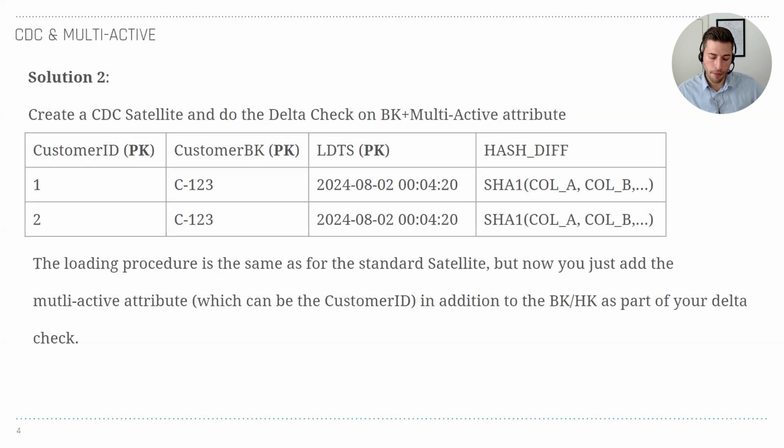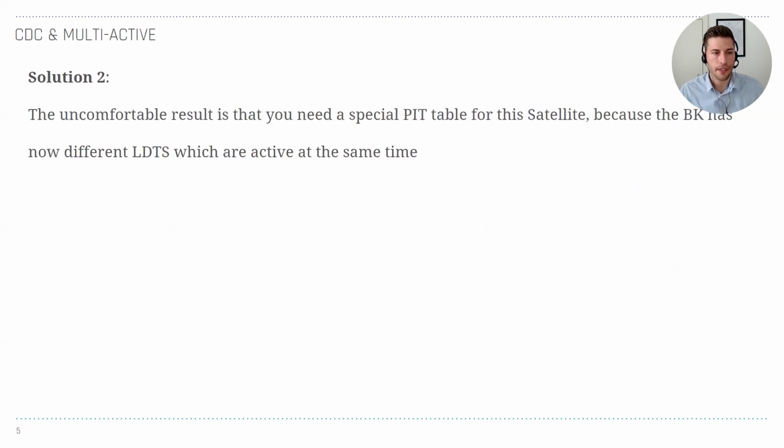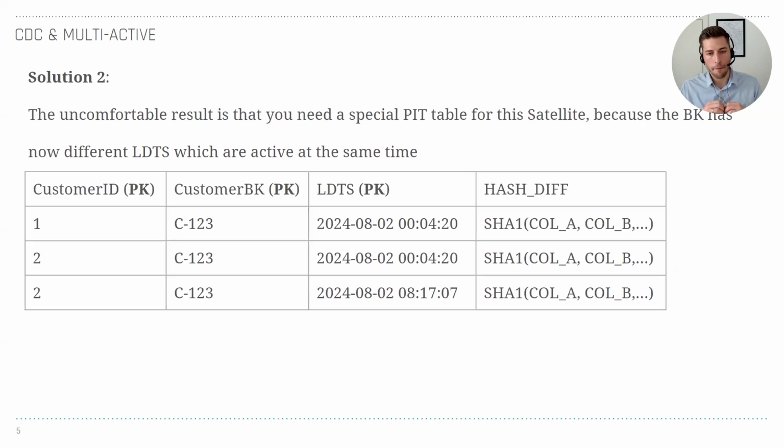The problem we have here, or let's say an uncomfortable result we produce, is that we need a special point in time table, because this was also part of the question, by the way, on how to create the point in time tables afterwards. Because based on CDC we get the changes on the finest grain on row level, right? That means we have an unsynchronized business key load date timestamp here, and this can be tricky, or needs special attention when we create our point in time tables.